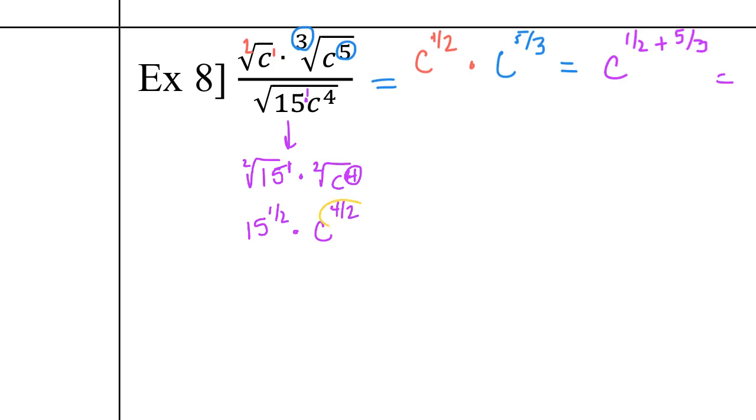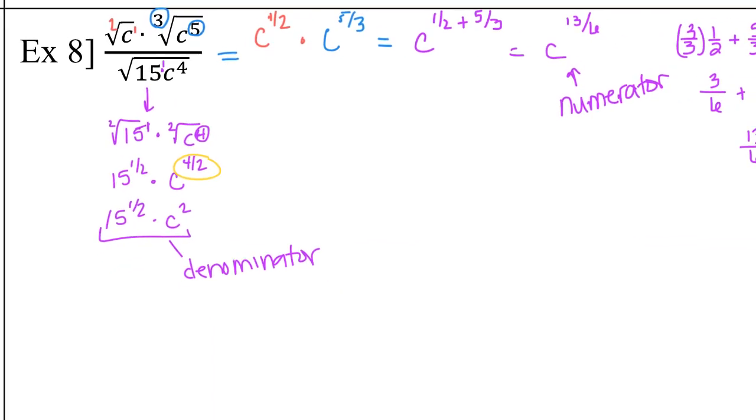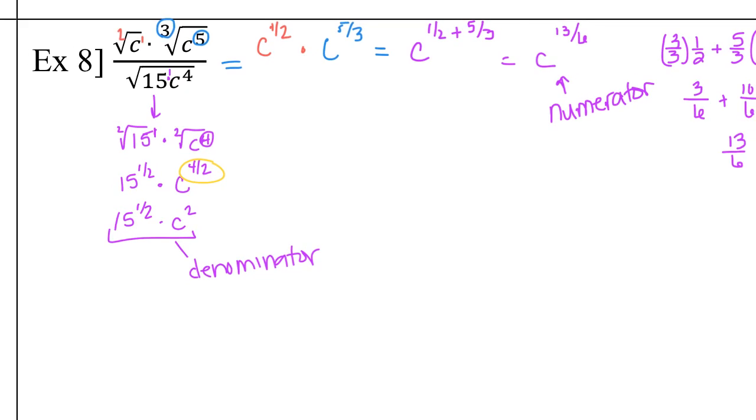Now, 4 over 2 can actually simplify. So that's 15 to the 1/2 times 4 over 2 is just a 2, so c squared. This is your new denominator. So let's put all of our fraction back together. My numerator came out to be c to the 13 over 6, and my new denominator came out to be 15 to the 1/2 times c squared.